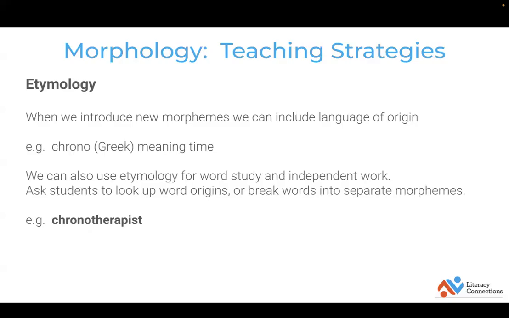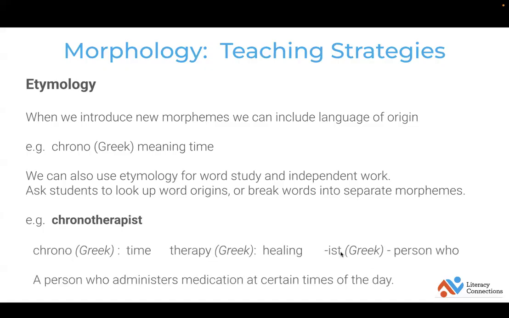So once we become sort of morphology champions, we can have a look at a word like chronotherapist and maybe just break it down into the morphemes first. We already knew that chrono was time and therapy is healing. And if we add ist at the end, it's a person who. So even without that definition, we could be word detectives and know, okay, we've got time, we've got healing, we've got a person who does that. So when you look at the actual definition, a person who administers medication at certain times of the day.